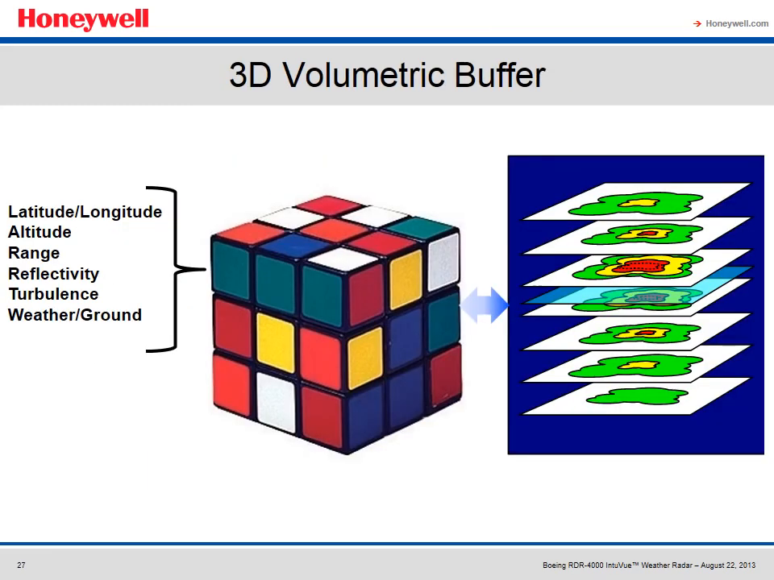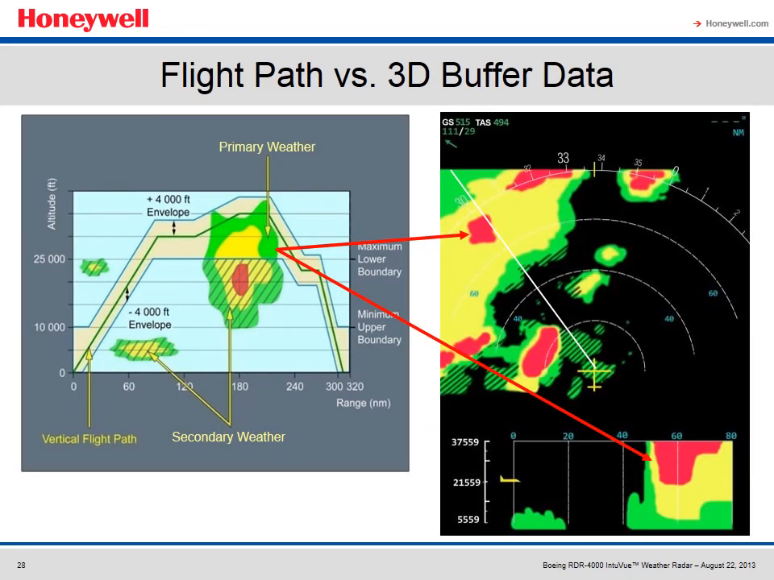Think of the 3D volumetric buffer as a giant Rubik's Cube. Each square is at a certain position in range, azimuth, latitude, longitude, and altitude. In each of these squares, information is stored about reflectivity, turbulence, and if the return is from weather or ground. Since there is no tilt control, the pilot is not using the control panel to control the radar, but rather using it to request information from the 3D buffer.